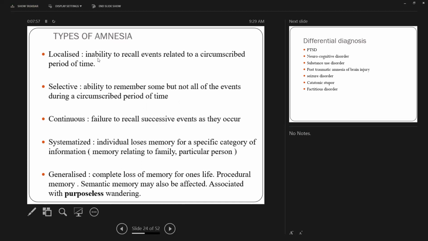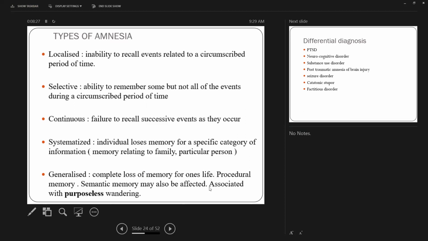Now, types of amnesia. It can be localized. In this, there is inability to recall events related to a circumscribed period of time. It can be selective: the ability to remember some but not all the events during the circumscribed period of time. Then continuous: failure to recall successive events as they occur. Systematized: individual loses memory for a specific category of information, like memory relating to a family or a particular person. And then there is generalized, that is complete loss of one's life.